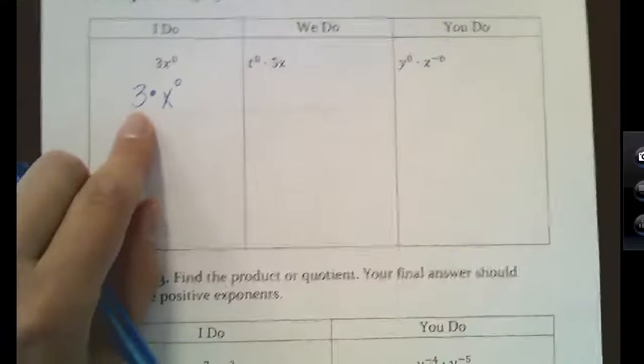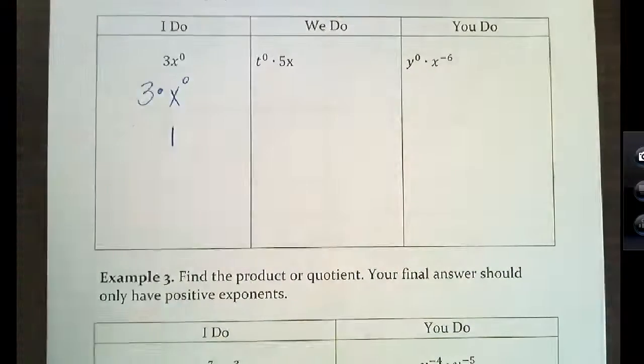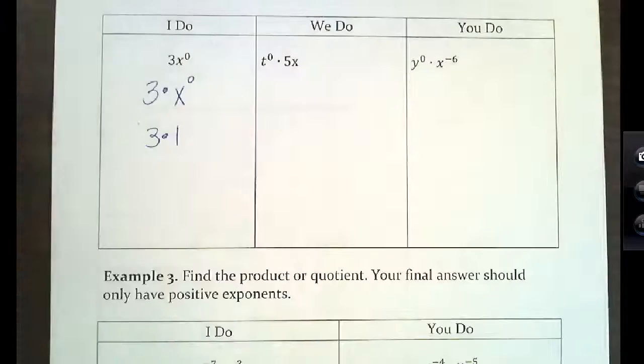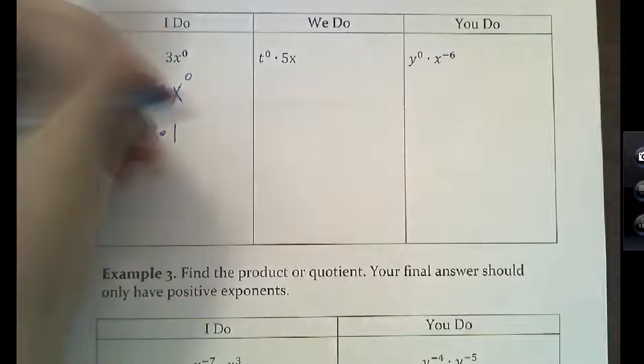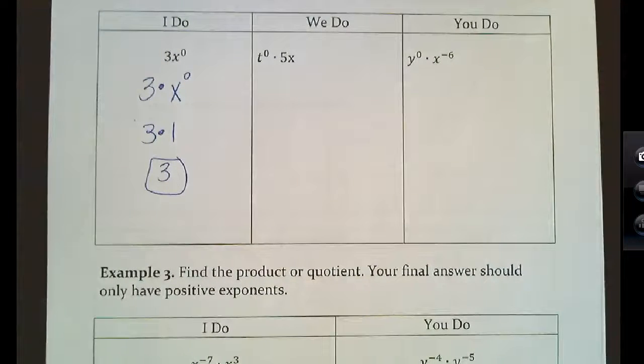And we have to simplify. Well, the 3 we can't do anything with. But what's x to the 0 power? 1. So I'm going to go ahead and write a 1 there. Bring down my 3 times. And what's 3 times 1? 3. So that question actually simplifies to 3.